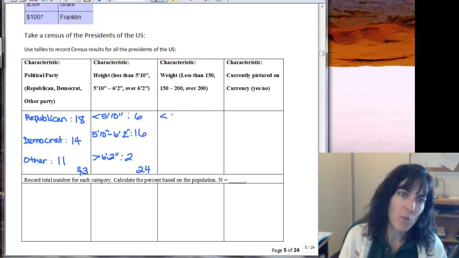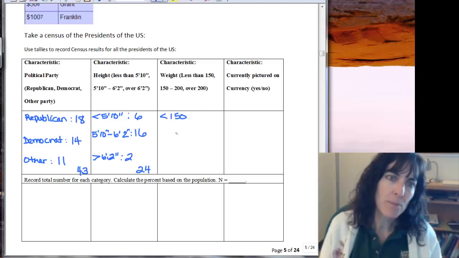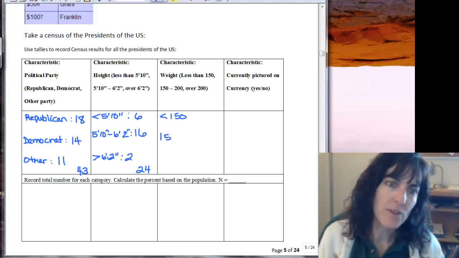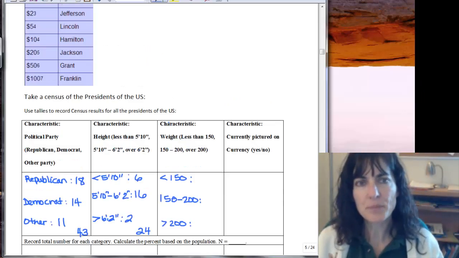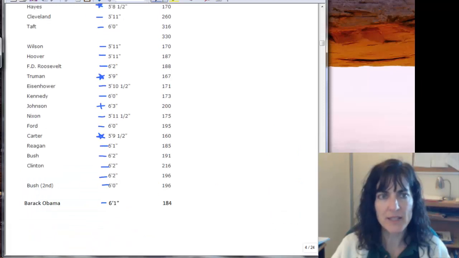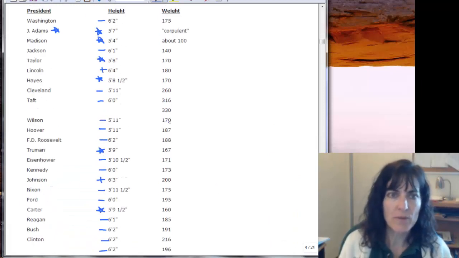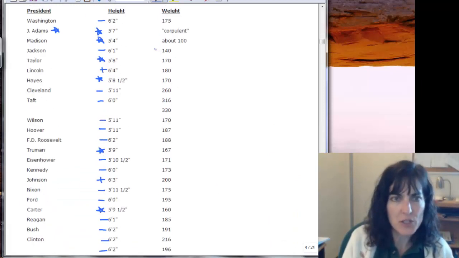So if we have for the weight less than 150, and then 150 to 200, and then over 200. So those are our categories for weight. And let's look at our weights. And we'll do less than 150 with a star. So we've got 1.